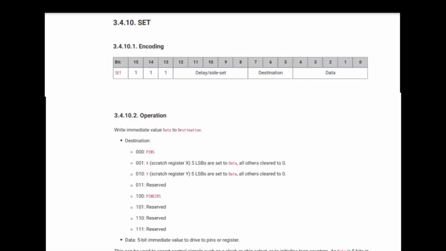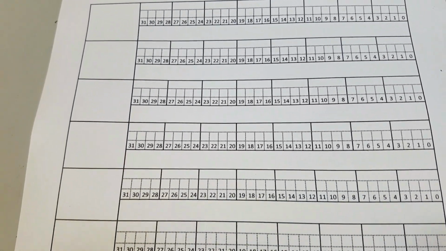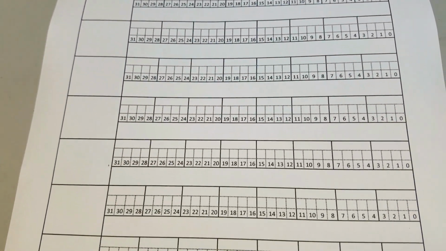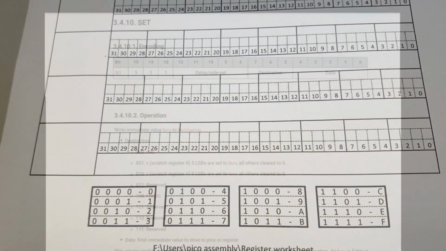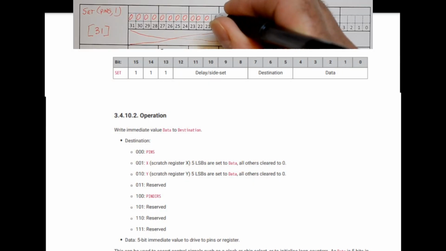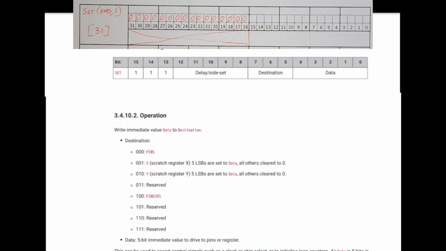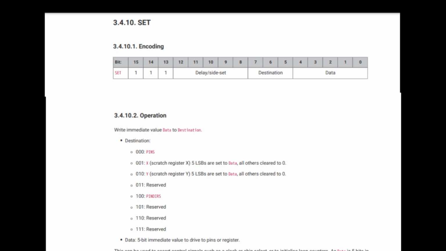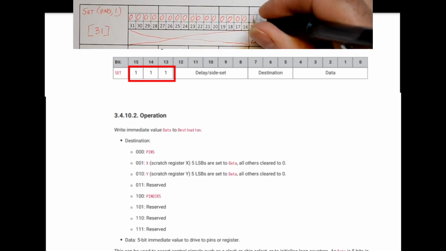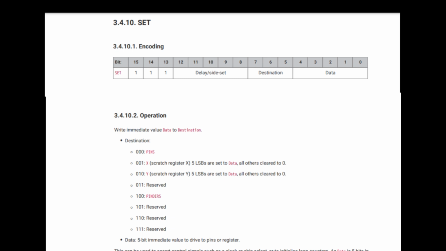Let's start with the first PIO instruction, the set command. I put together this little form to help me keep all the bits and bytes in order. Since the PIO instructions are only 16 bits long, the first thing I do is load the 16 most significant bits with 0, even though it really doesn't matter. Then, in section 3.4.10, we see that the set opcode has all ones in the 3 most significant bits, so I add them in bits 13 through 15.